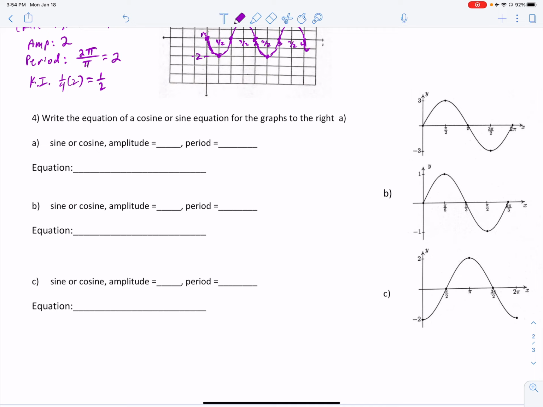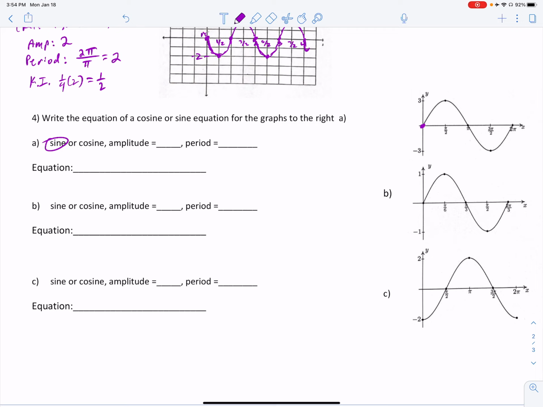And in part A, you're supposed to circle if it's sine or cosine. Since it starts at 0, 0, there's no phase shift in this, no movement up or down. So since there's no phase shift, no moving up or down, when the graph starts at 0, it's got to be a sine graph because the sine of 0 is 0.